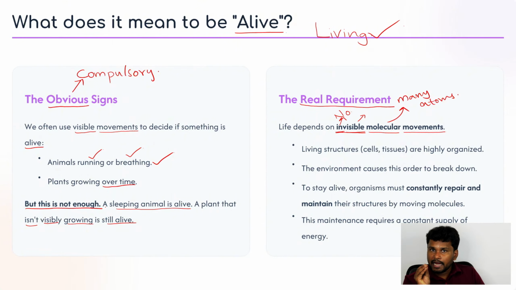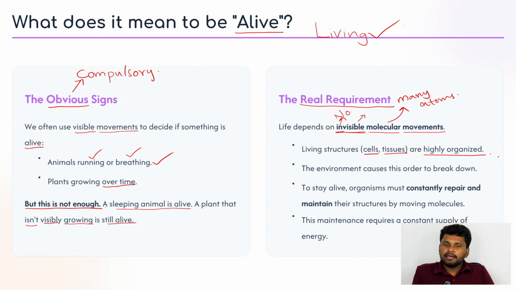Such atoms combine to form molecules in your body, in my body, in plants' bodies, in animals' bodies, everywhere. These molecules are again made up of atoms. Those molecules are making a lot of movements in your body, in my body, everywhere. Because of that movement, life is existing these days. Clear?